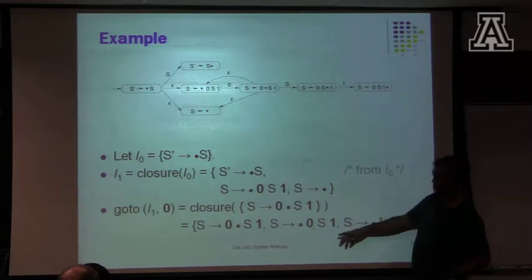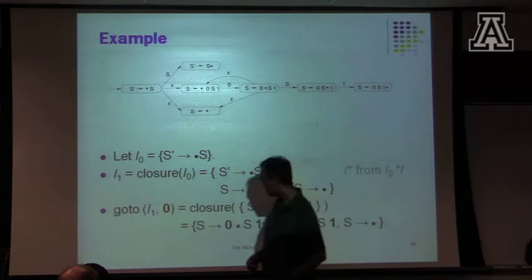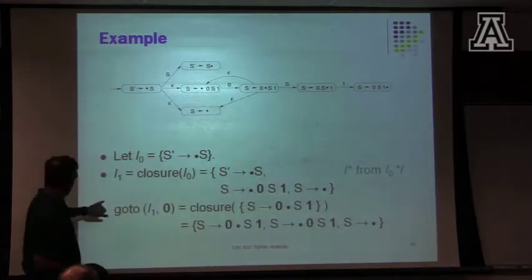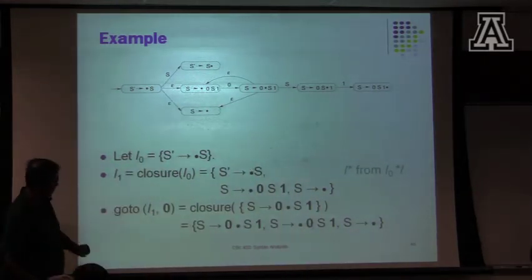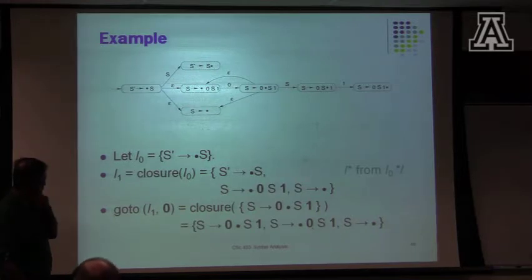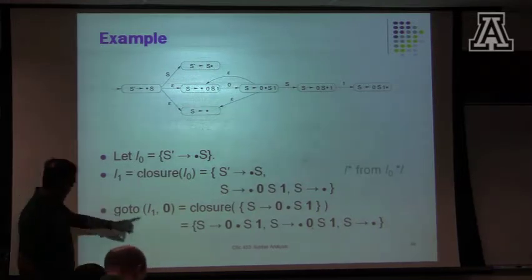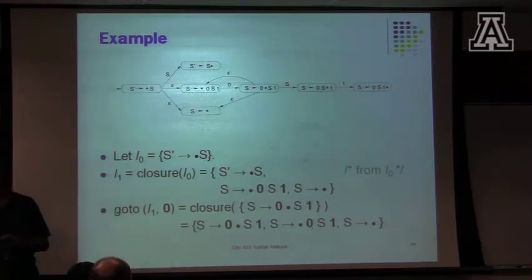And I can compute gotos out of this state as well. So for example, from this set of items, if I wanted to compute goto on the symbol S, what would I get?